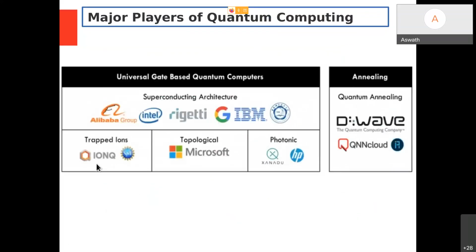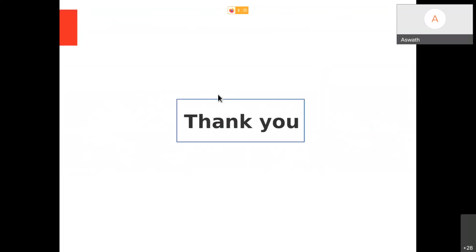So trapped ions, IonQ, and topological devices, topological quantum, it's an area we have to do with quarks, right? It's an advanced area. I'm not touching it. So as of now, Google and IBM are actually leading the way for quantum computing, right? So that's about it from my end.